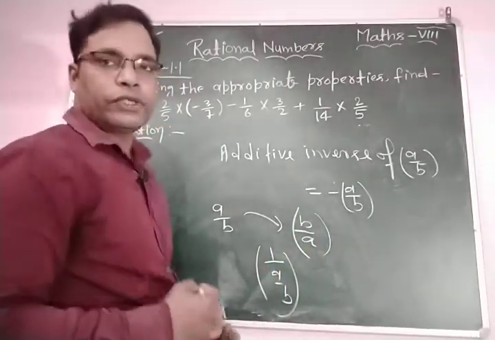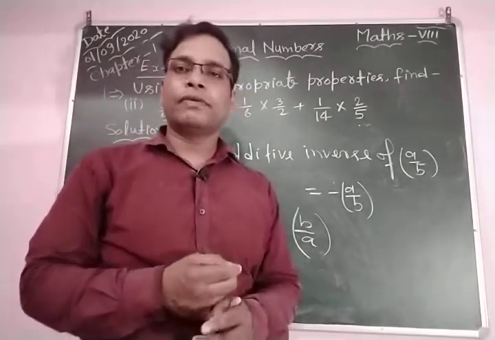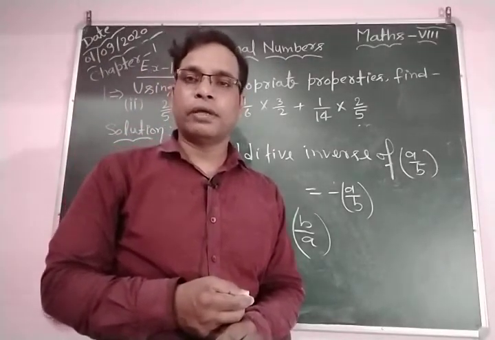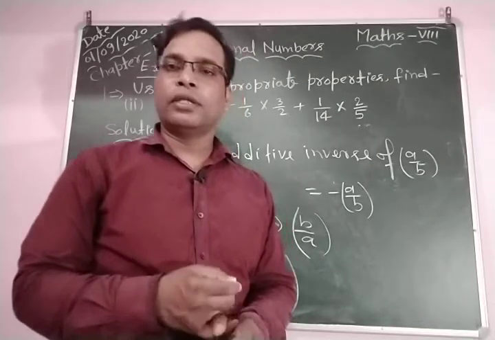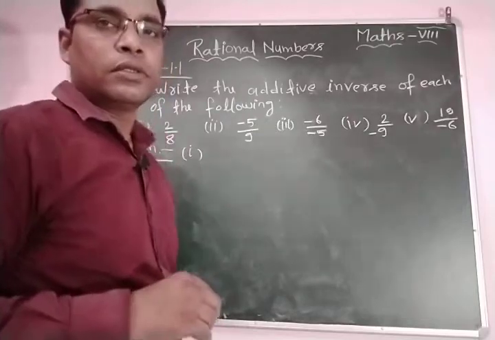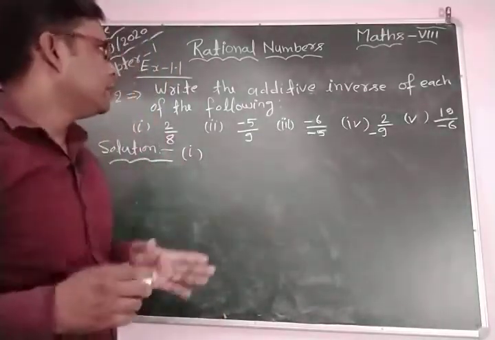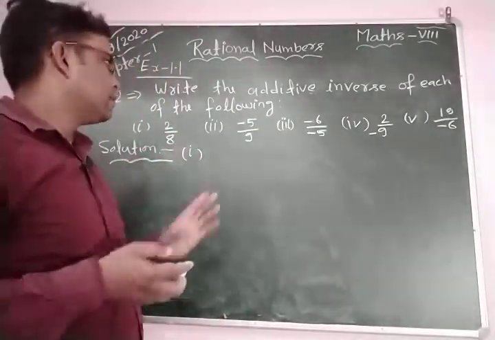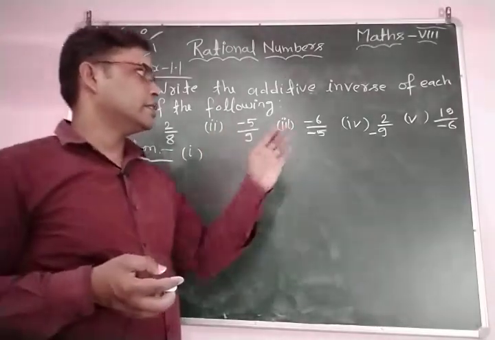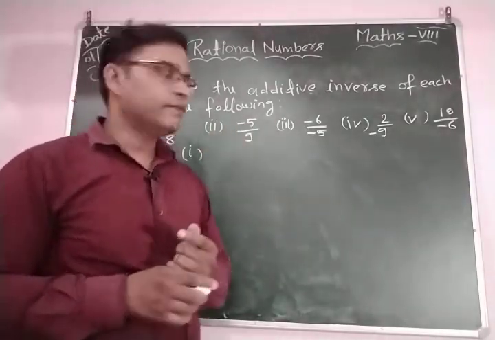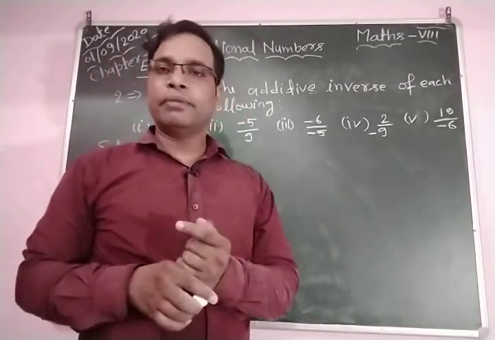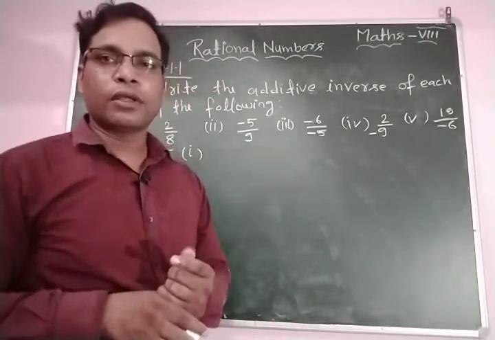Clear? So first we are going to find the additive inverse of the following. Question number 2, exercise 1.1. Write the additive inverse of each of the following: 2 by 8, minus 5 by 9, minus 6 by minus 5, 2 by minus 9, and minus 19 by 6. Okay, so let's see how to do it.